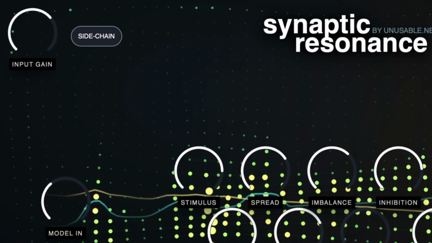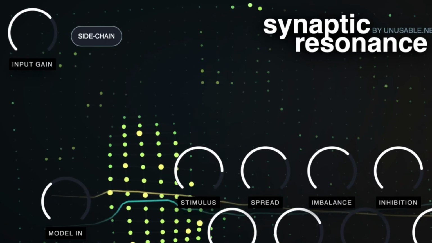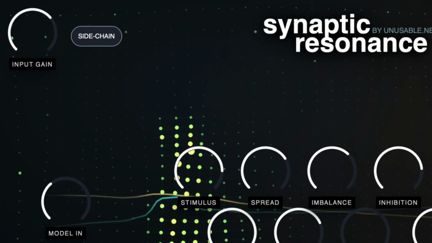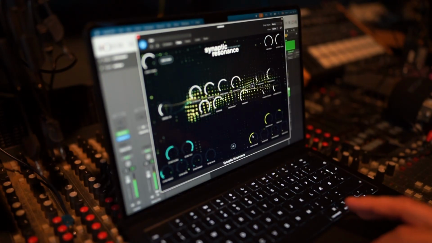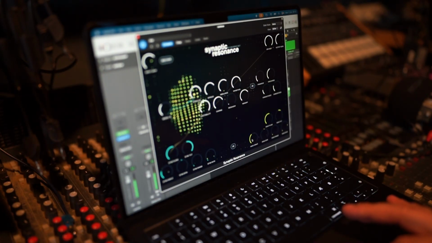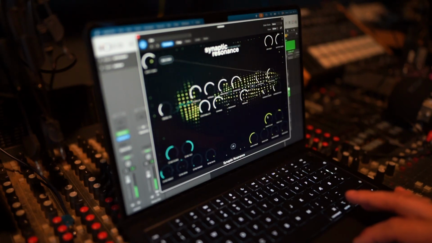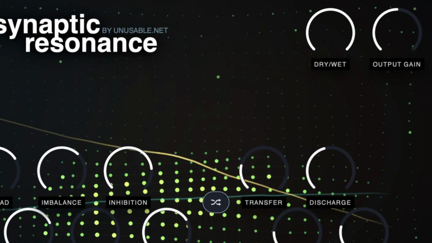The signal flow itself is simple enough. Input gain controls the level into the effect path. Model in controls how hard the incoming audio drives the simulation. If sidechain is enabled, the sidechain excites the model instead, while the main input is still the sound being filtered. Then at the end, you have dry, wet and output gain.